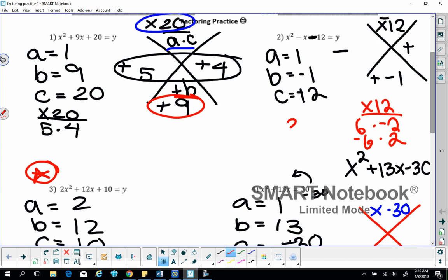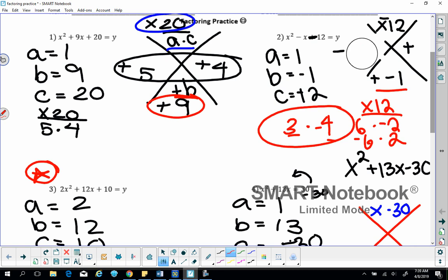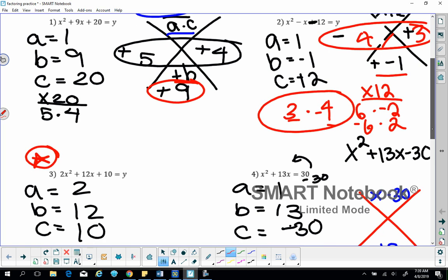3 and 4. Perfect. And so I know if I'm adding to a negative, the bigger one's got to be negative. So which one's bigger, 3 or 4? 4. So I know 3 plus negative 4 is negative 1. Ding, ding, ding. So I'm going to put 3, negative 4, and 3. Does that make sense what you're doing here?